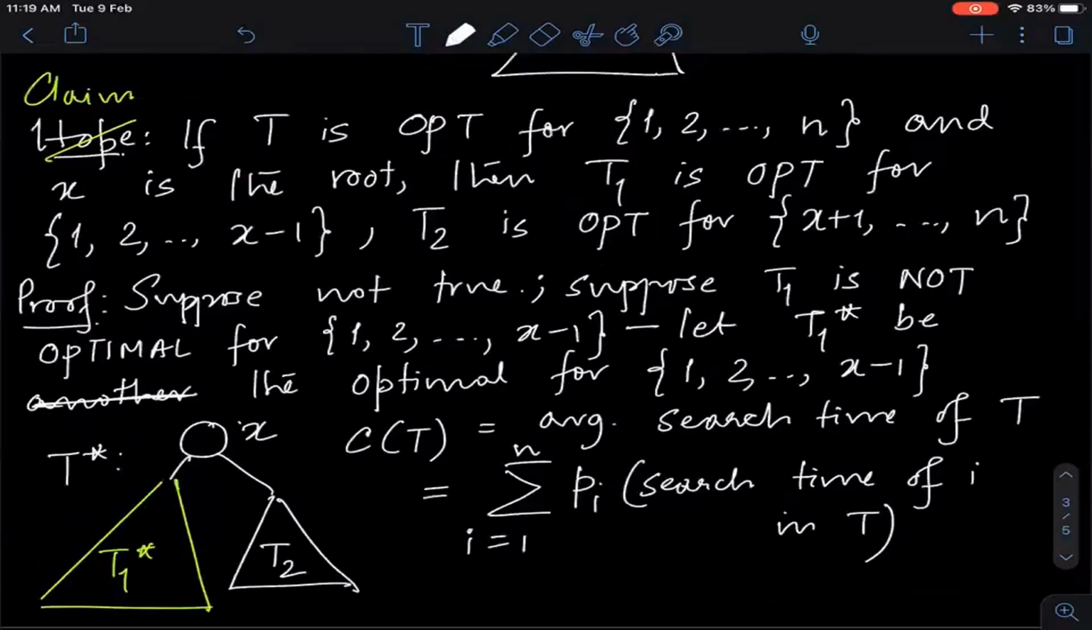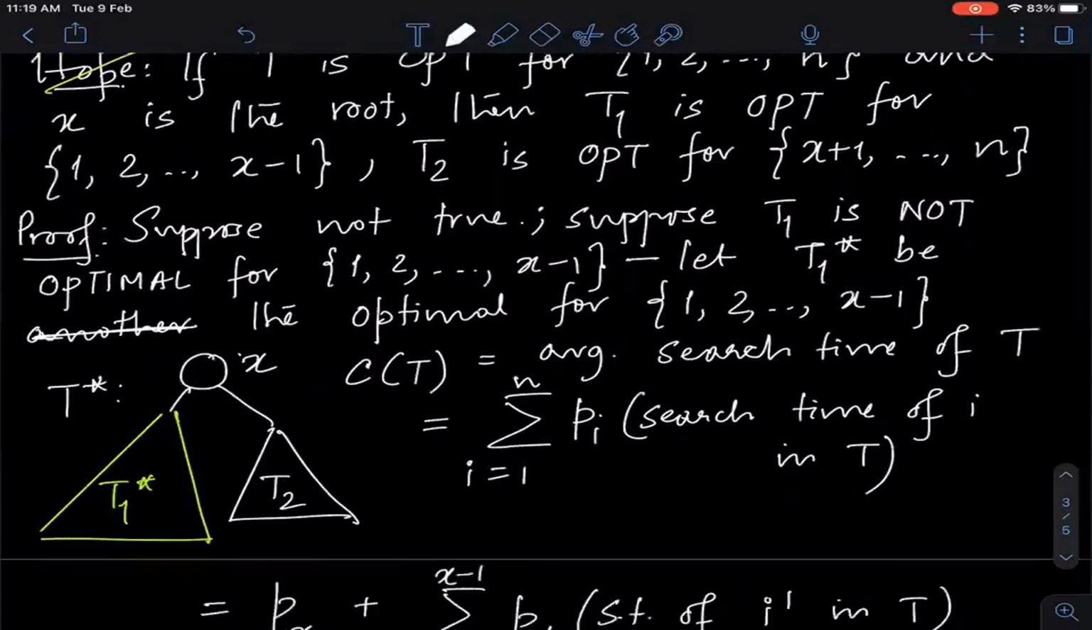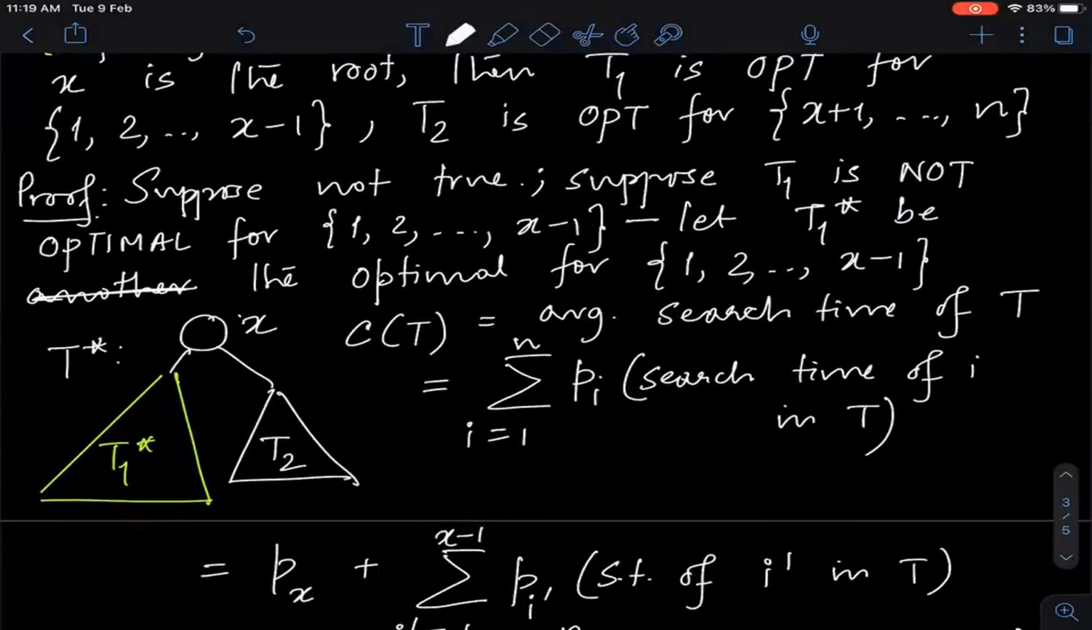So all I'm doing is removing this subtree from this guy and replacing it with this green subtree. But this is also a valid optimal binary search tree for your entire set of keys, right? And then what we proved is that if the search time of T1 star is less than the search time of T1, then the search time of T star also has to be less than the search time of T, which is a contradiction. Because I am assuming that T is the optimal one, right?